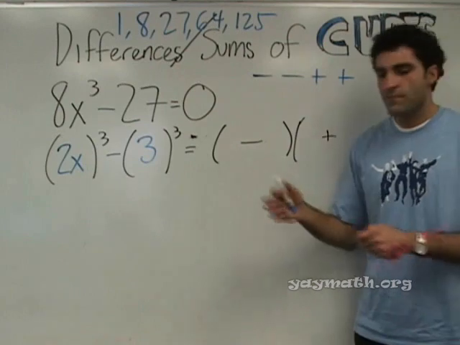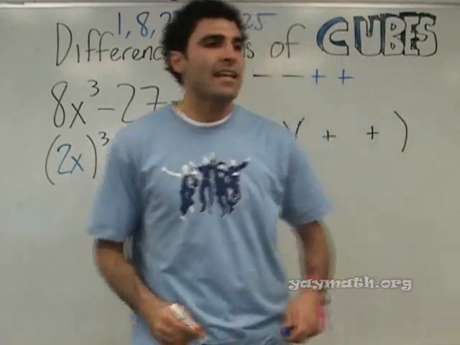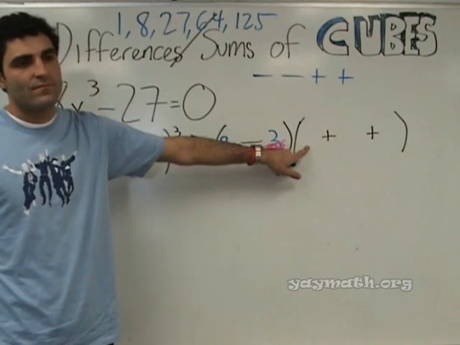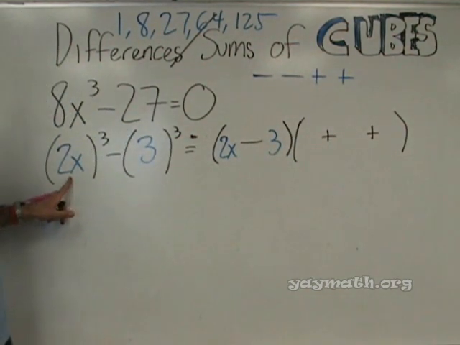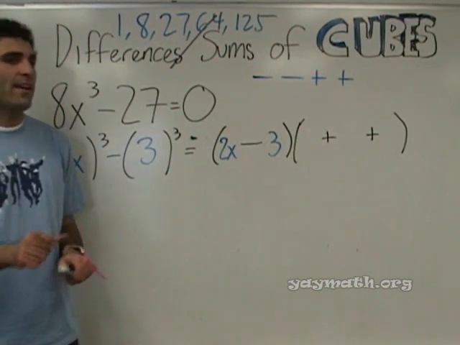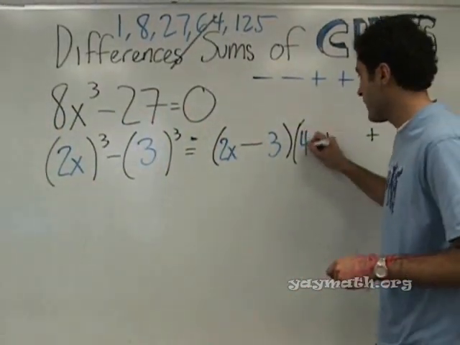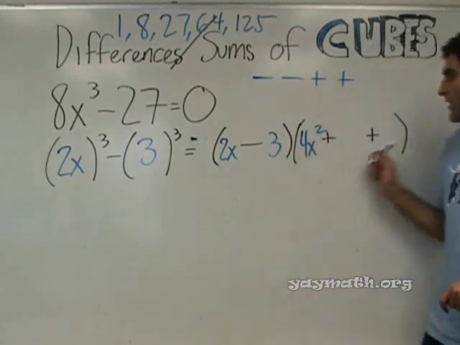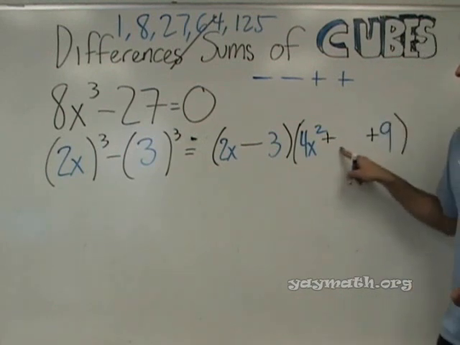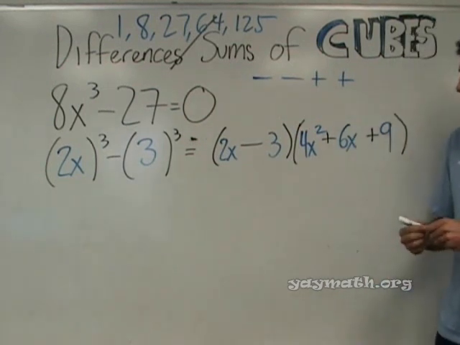What goes here? 2x minus 3. 2x, first term, second term. All right, let me ask you, young lady. What goes here? It's the first term squared. What's the first term? 2x. So what's 2x squared? 2x times 2x. So the 4x squared. Good. Continue. And then the last one is second term squared. So what's that going to be? 9. And this one is first times second. 6x. Okay, so we're on our way.